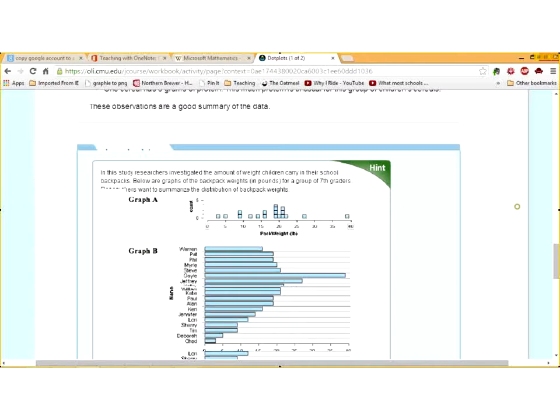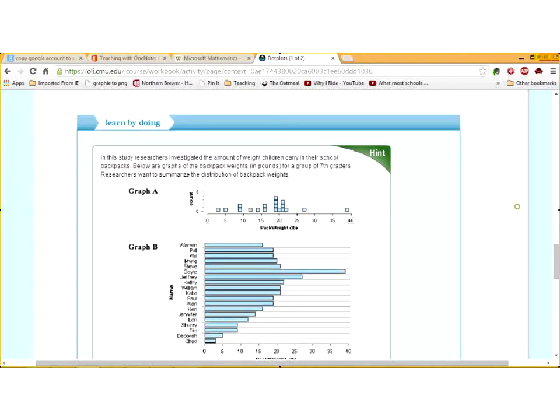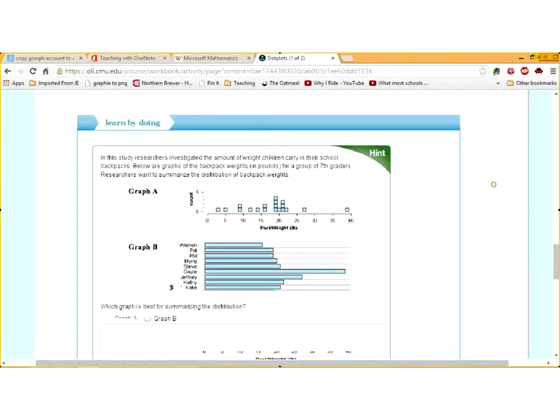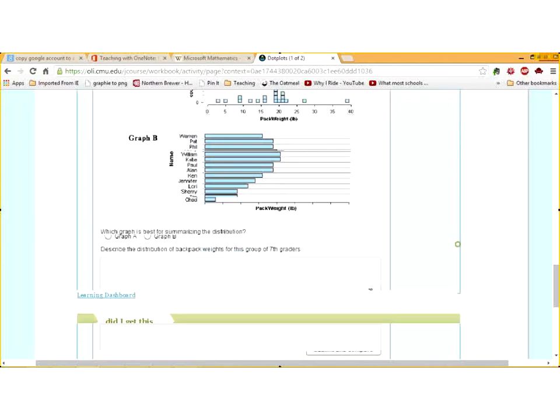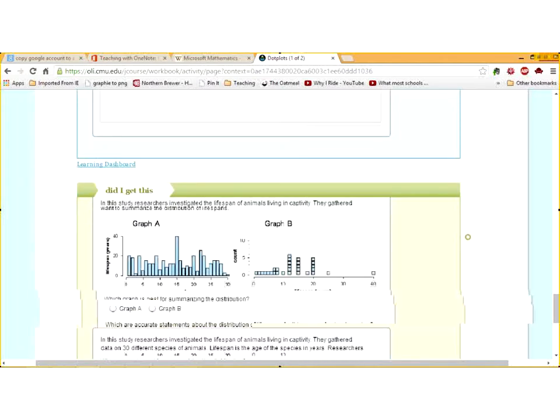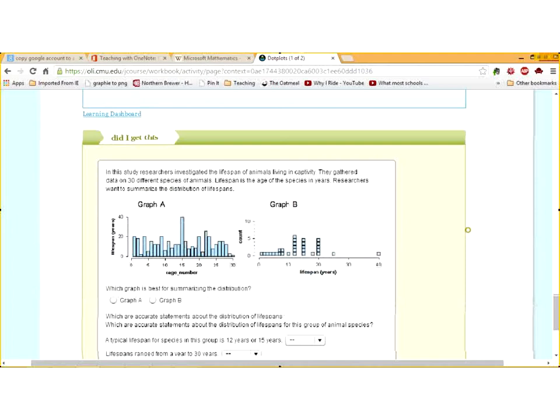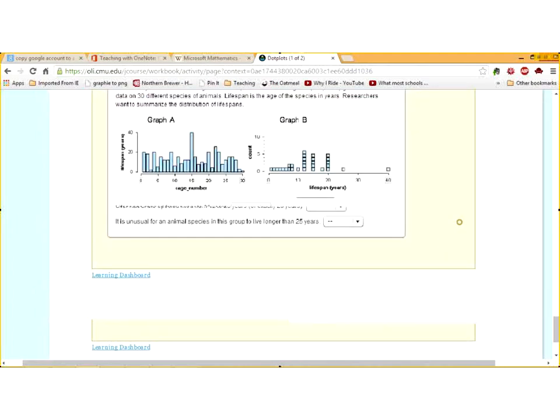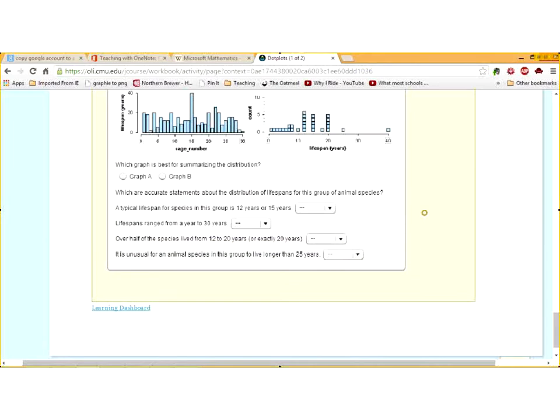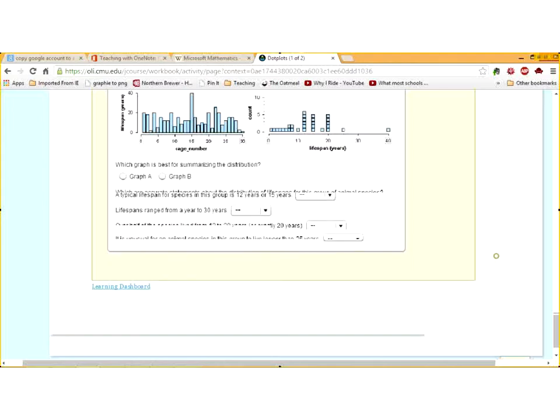And so here's graph A. In this case it is another dot plot. The dots are squares, but that's okay. And then again, here's a dot plot versus a non-dot plot. Dot plots in general are good. And then there are some questions about being able to interpret the data that you see in the graph.